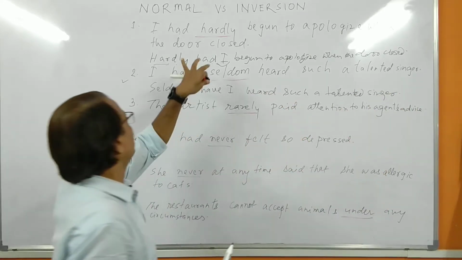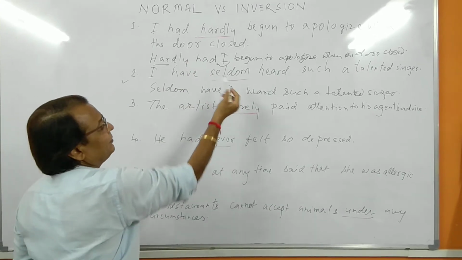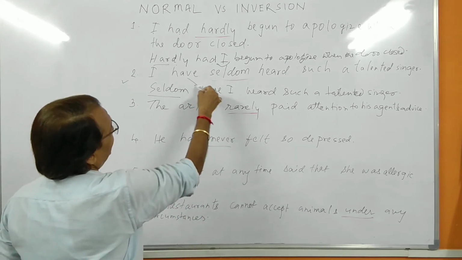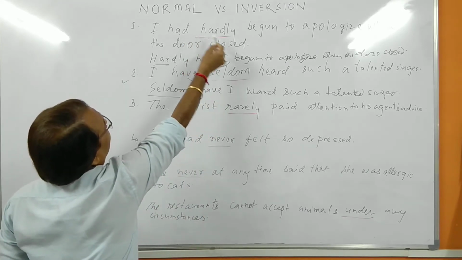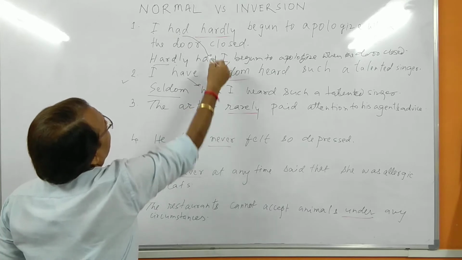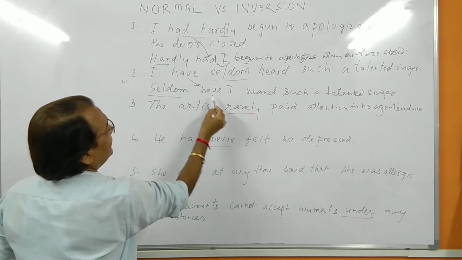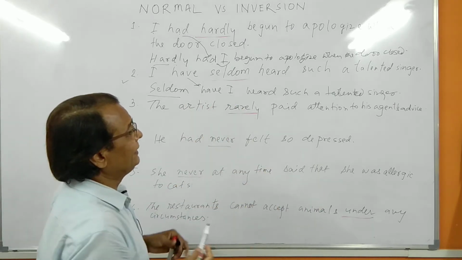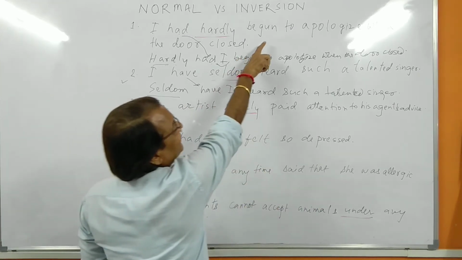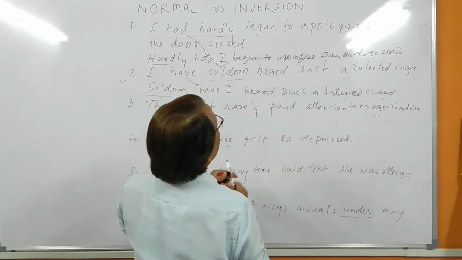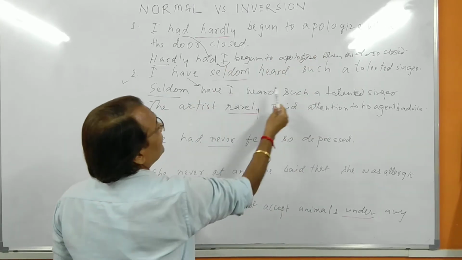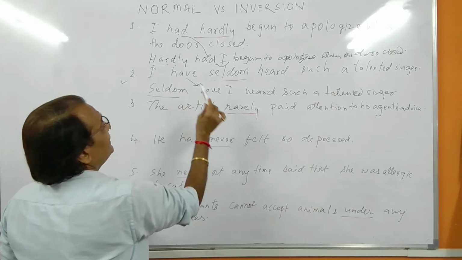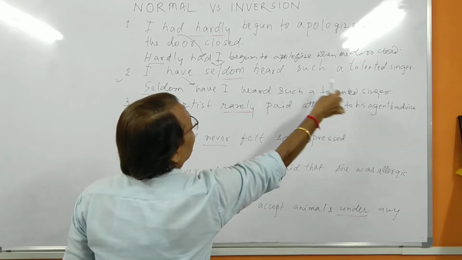Look, the same process. Seldom is a negative word actually. I am starting with this negative word seldom. Then I have used the verb part here, again have, just as we used hardly had, and here I am using seldom have I. So the subject is coming just here. Seldom have I heard such a talented singer. Keep in mind we are not making any changes in this part of the sentence: begun to apologize when the door closed. Same thing here: seldom have I heard such a talented singer.